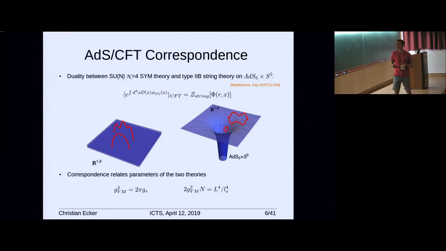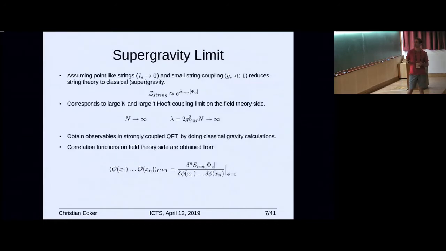Johanna also told you that it's usually extremely hard, or nowadays still impossible, to perform calculations in all parameter regimes. So we have to stick to a very specific regime, which is the so-called supergravity limit. And in the supergravity limit, you assume point-like strings. You set the length of the strings to 0, and also assume a small string coupling. And in this limit, the string theory path integral actually reduces to the path integral of classical supergravity.